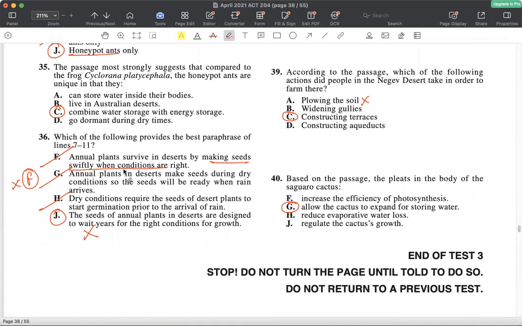Okay, so that was the final passage of the reading section. And with that, we've completed solutions to the reading section as well.